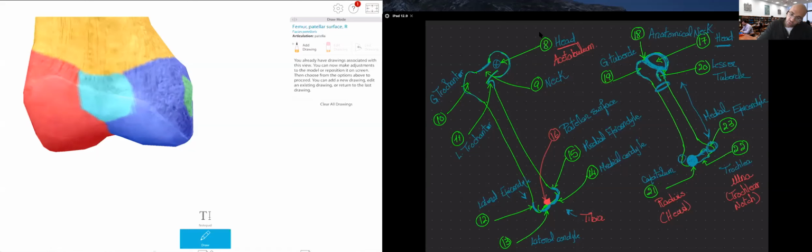What is the head of the humerus articulating with? It articulates with the glenoid cavity of the scapula. Is this clear, the difference between the humerus and the femur? Any questions?